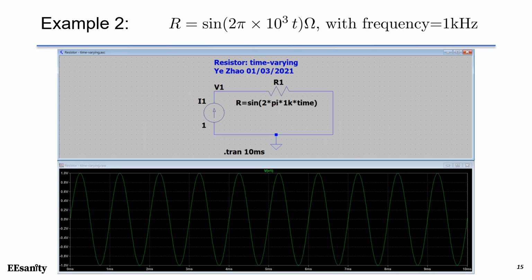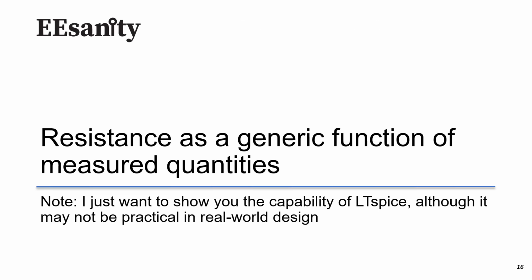If we run the transient simulation and look at the terminal voltage waveform defined as V1, we can see that it is a sine waveform as we just defined. More interestingly, the voltage V1 can go negative. This implies that negative resistance is supported in LTspice.